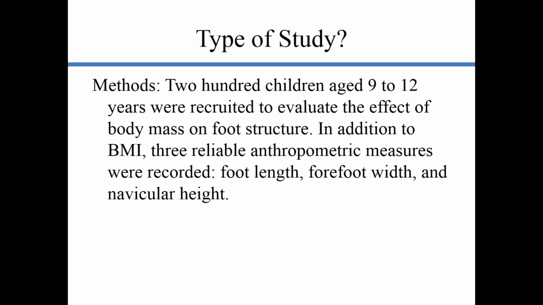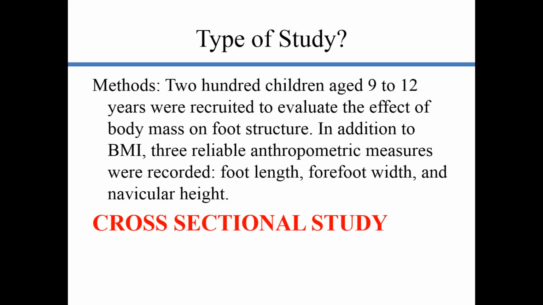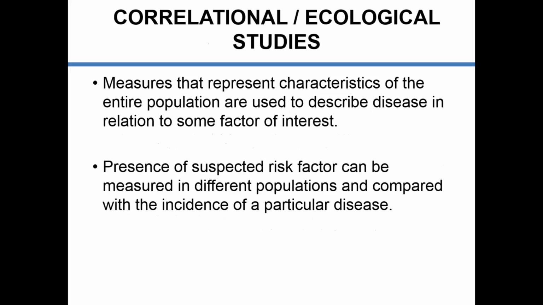Now, it could be a cross-sectional study or an ecological study. It depends on what the unit of analysis is. Are we dealing with individual data or are we dealing with group data? Well, if you say individual data, you're correct, because we are looking at 200 children aged 9 to 12 years. They were recruited and we took measurements. It's individual data. So if it's individual data and it's non-directional, it is a cross-sectional study.